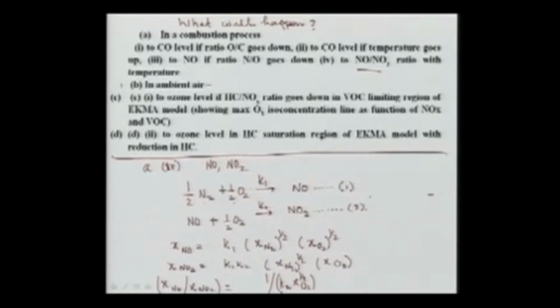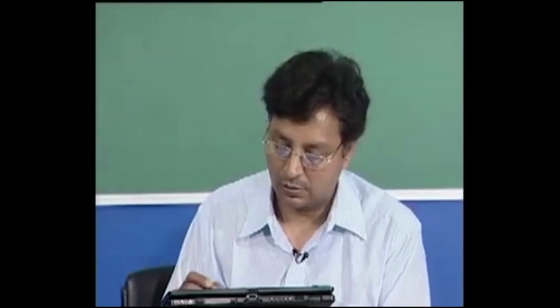And this K is a function of temperature. All you can recall is that as the temperature goes up, the K will go up. We all know from basic chemistry that K will go up. I'm sorry, this K2 will go up. So if K2 goes up with temperature, what will happen to this ratio? This ratio will decrease.